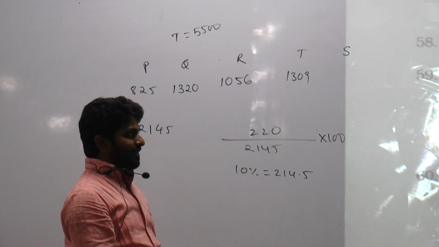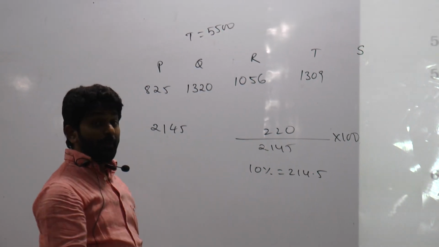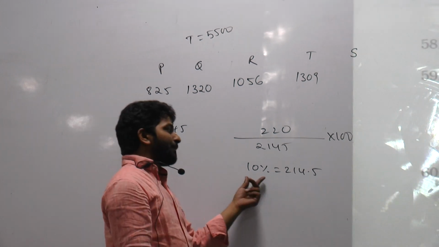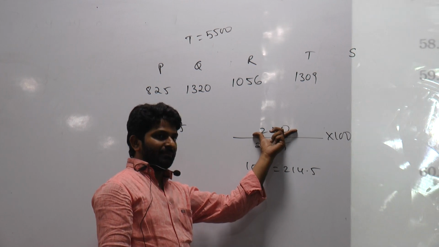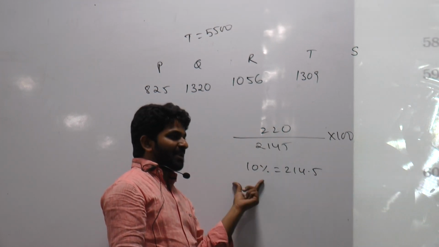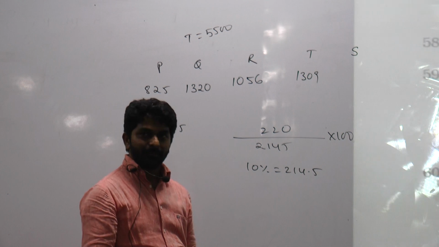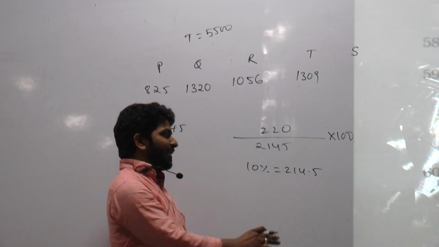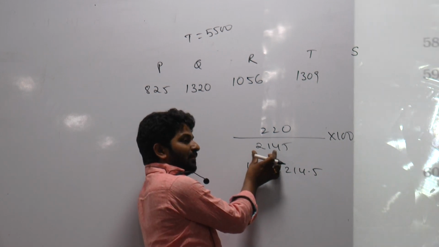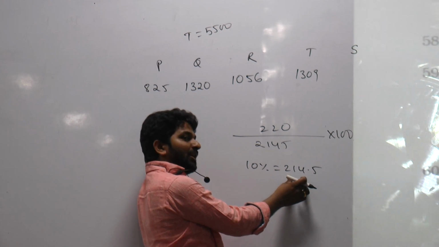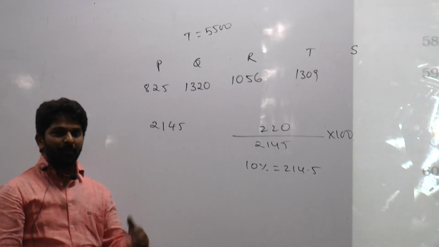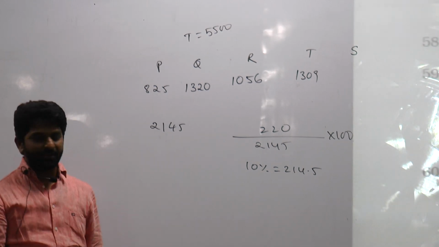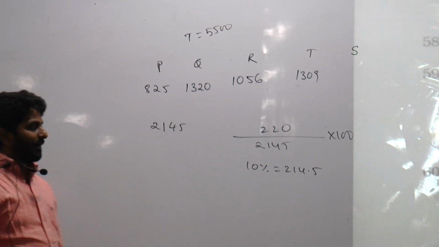Answer is more than 10%. How many options are there? Our 10% is 214.5. But you need to calculate 220. This is more than this. Answer is more than 10%. How many options are there? 3 options are there. Let's see it. What about 1%? If we add 21, that becomes 230, right? Yes or no? So answer is definitely less than 11%, but more than 10%. Only one option. 10, 10 by 39.